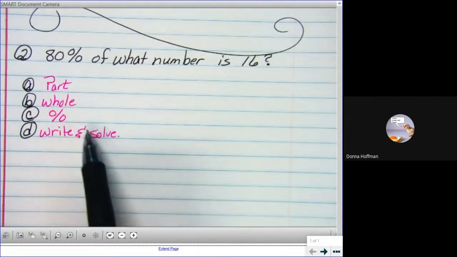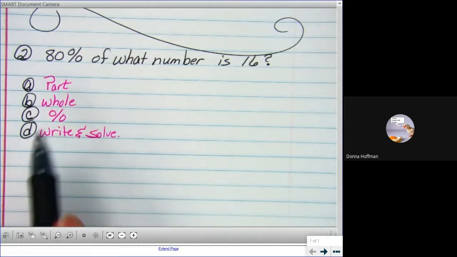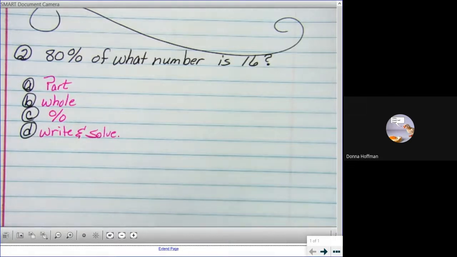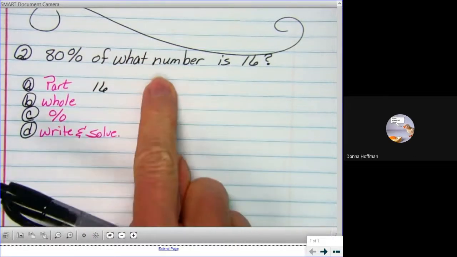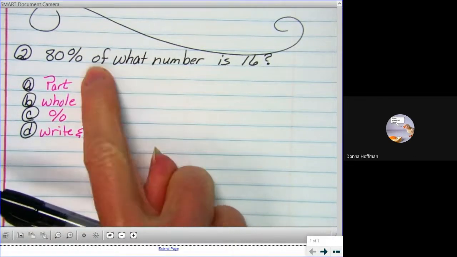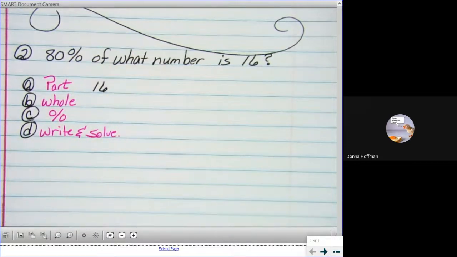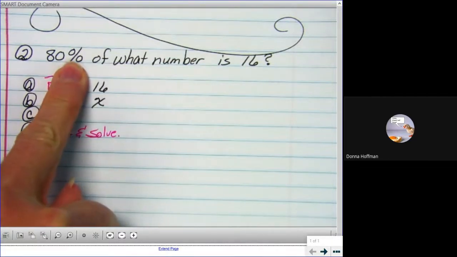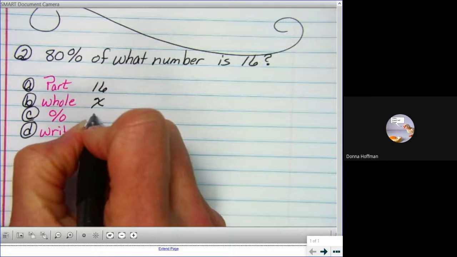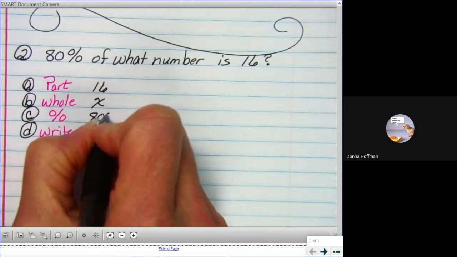But I'd like to list them here first before I get ready for my formatting. I want you to be able to read a problem and get the is and of and the percentage out of it. Okay. So what is the part? Look for the word is. 16. Good job. What's the whole? No. Of what number? Isn't that my box? That's my X. Percentage is easy to find. You just look for that percentage symbol. So that would be the 80%. Do you see it?